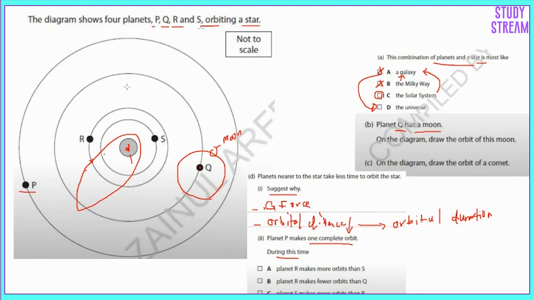Mm. So the other ones, planet R makes more orbits than S. Not really. And then Q, it's between R and S. And then S and P. Okay, so C is the more realistic answer. Yeah, exactly. Q cannot orbit more than P.